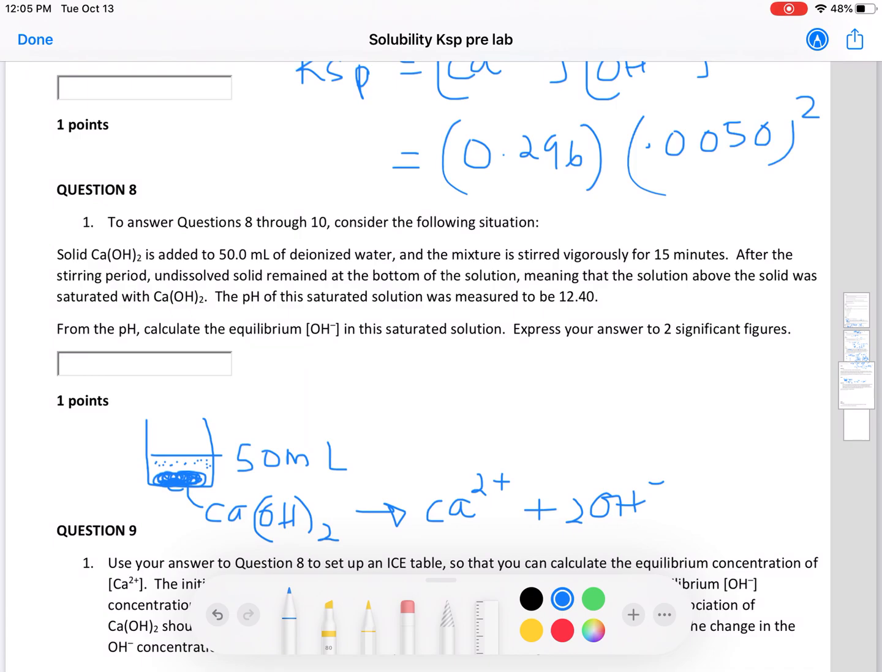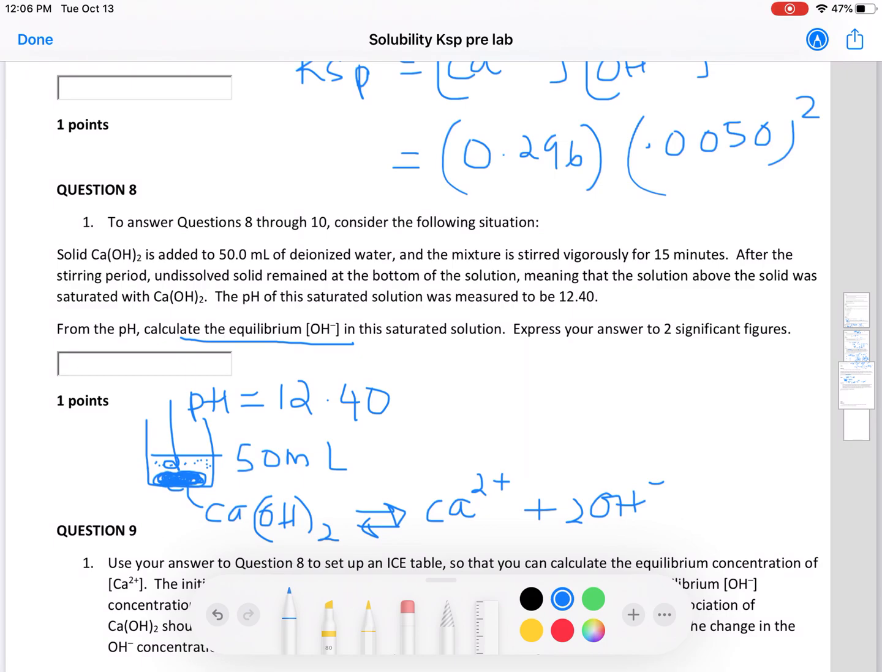After the stirring period, undissolved solid remains at the bottom of the solution. So not all the solid is going to be soluble. That's what we want. We don't want all the calcium hydroxide to dissolve, because then it will not be a saturated solution. We want to have a saturated solution. So the solid calcium hydroxide is in equilibrium with calcium ions and hydroxide ions. And then the pH of this saturated solution was measured and it was 12.40. From the pH, calculate the equilibrium hydroxide concentration in the saturated solution.